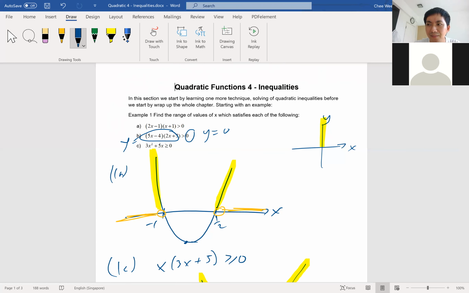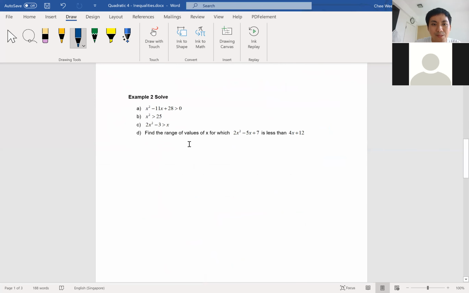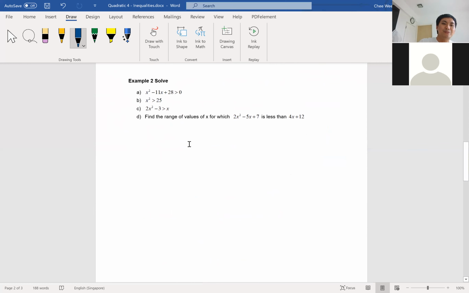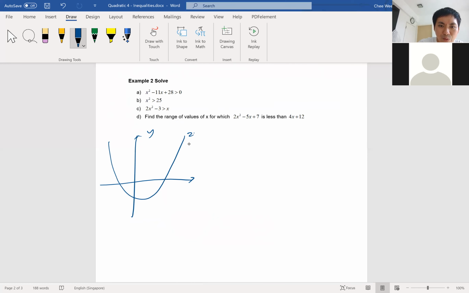So if you look at my 2C, 2D, I'm solving for the range of values for which the quadratic curve is less than the straight line that I have, 4x plus 12. So mathematically, if I really want to sketch the graph, if you can actually use a GC to sketch the graph, I have a quadratic graph, which is 2x squared minus 5x plus 7. Then I also have a straight line, 4x plus 12. So it could be somewhere like this.